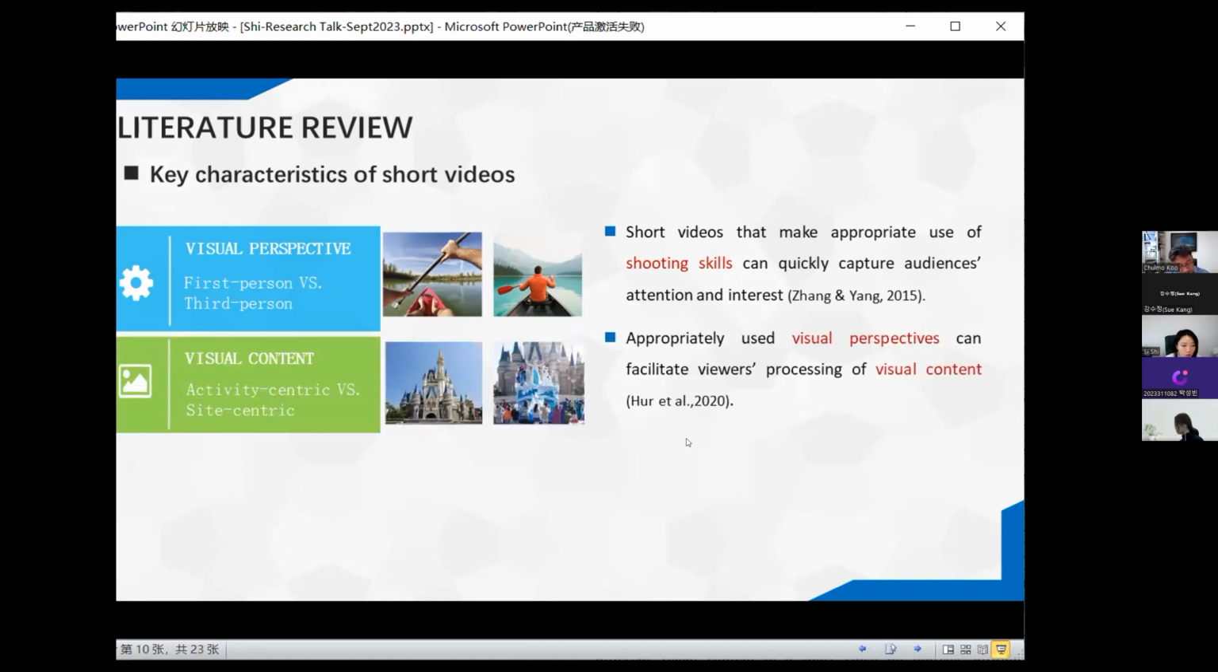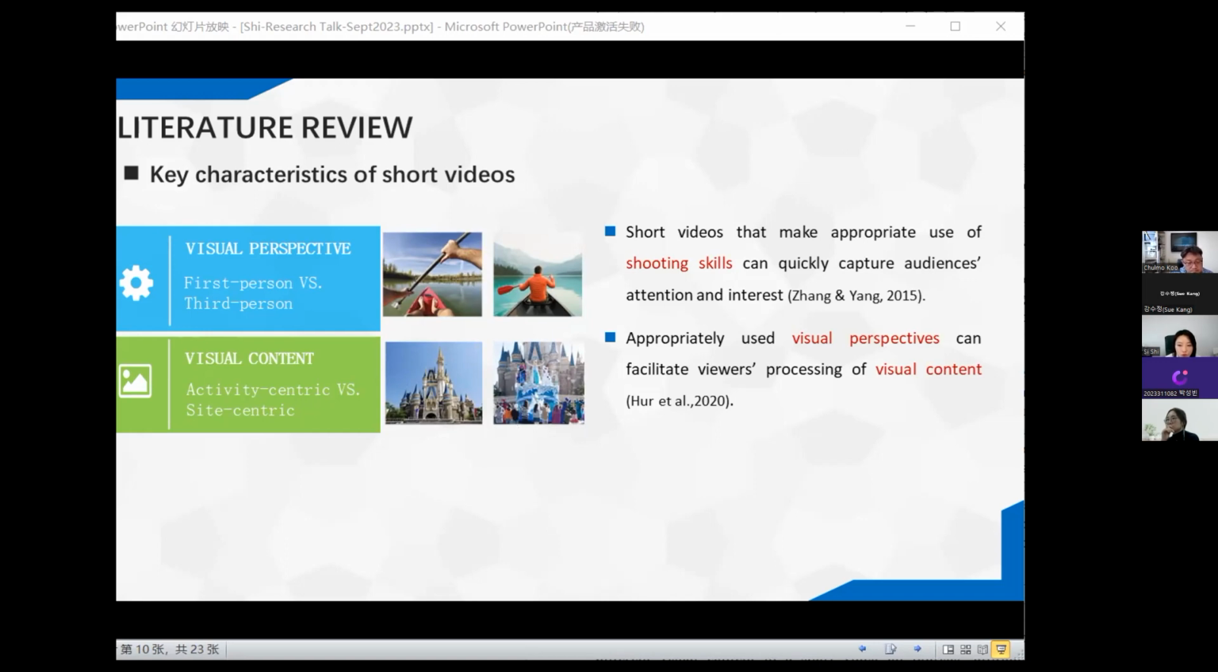And the next variable is the visual content. Okay, so the visual content is another important visual element of short videos. As shown by these two pictures, they are the castles of Disneyland. This picture only shows the castle. This is a scene, right? And this picture shows the activity in front of the castle. So they have different focus of the visual content. This one focuses on the site, and this one focuses on the activity.